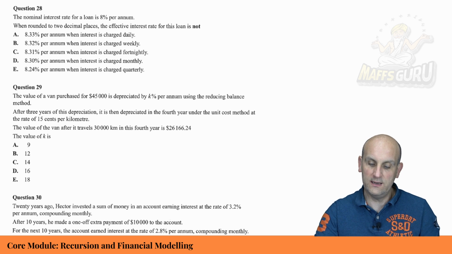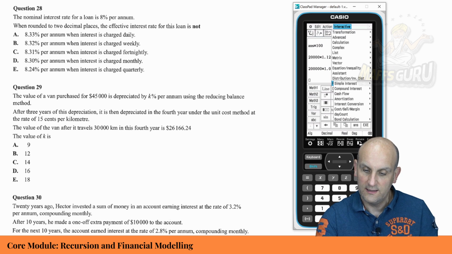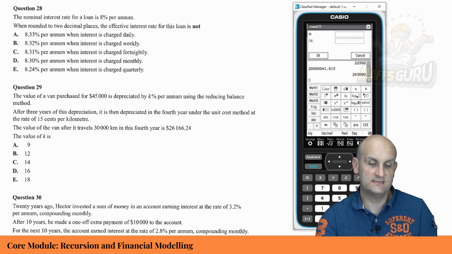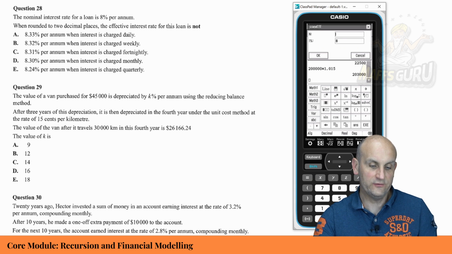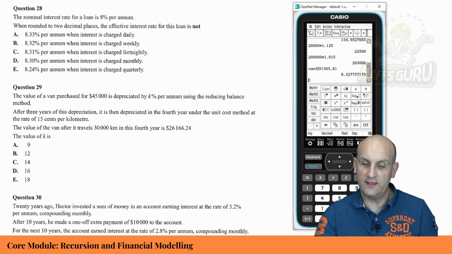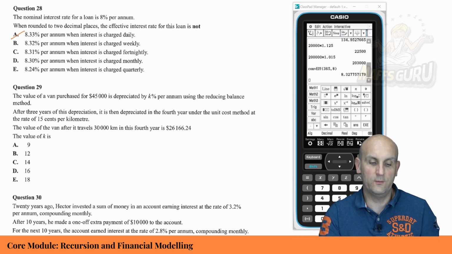And again, brilliant. Love the fact that my calculator has interactive financial interest conversion. So N is the number of times there's a payment. I is my rate of interest. So I'm going to do 8 here. Let's do the first one, charged daily. That's 365. Hit enter, hit enter, hit enter, and out comes 8.33. Yep, that is correct. So that's not the one we're looking for.